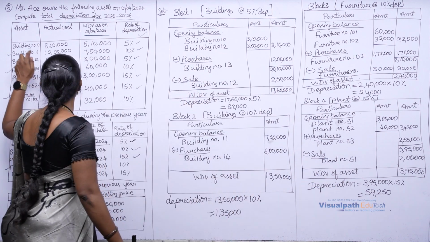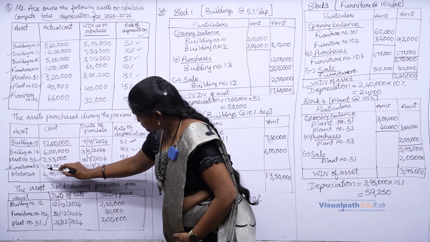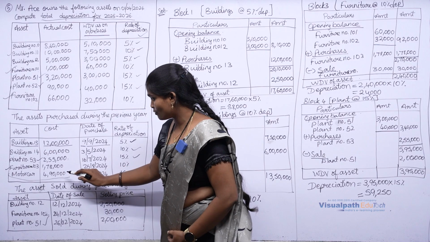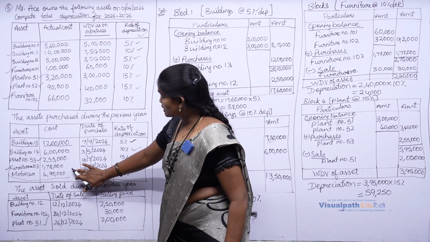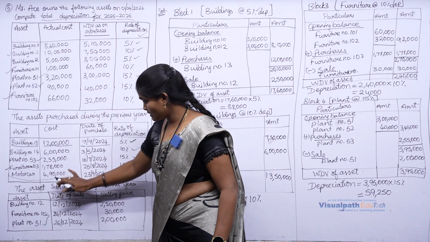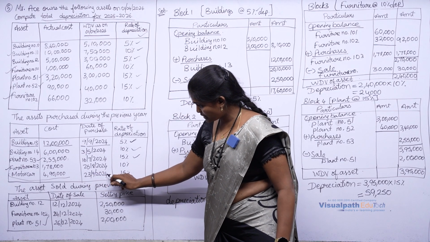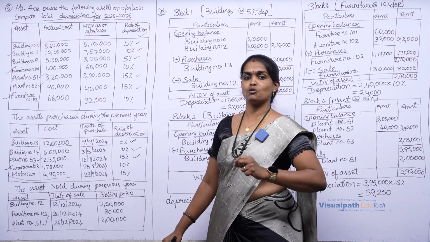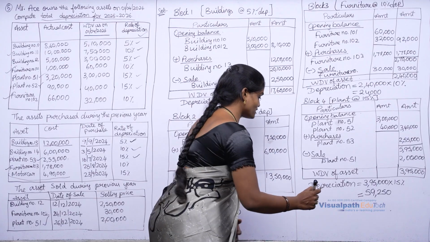Now last, we have finished with buildings, furniture and plant. Now you are left with only one item, that is motor car. Clear? Motor car 4,90,000. Now we will calculate for this. There is only one additional purchase. There is no existing asset and nothing is sold. Only one thing, and this was purchased on 23rd September 2024. So you have to check whether it is more than 180 days or less than 180 days. So next we will go with motor car.